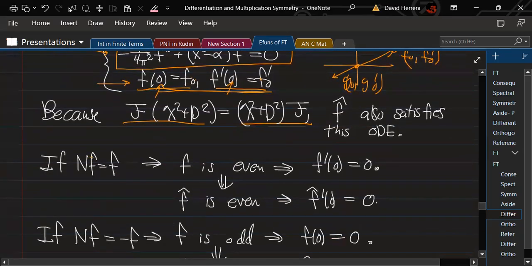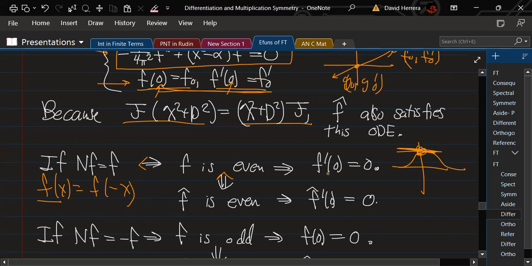Turns out that's the role, and we'll see that these are multiples of each other in a certain sense. So suppose Nf is f, so it has eigenvalue 1 for N. Well, that just means that f of x is f of negative x. That's what Nf is, and that's just f. So this is equivalent to f being even. And that turns out to be equivalent to f hat being even. Now, any even function has derivative 0 at the origin, if you look at the Gaussian, for instance. So f and f hat being even tells you that their derivatives at 0 are both 0.